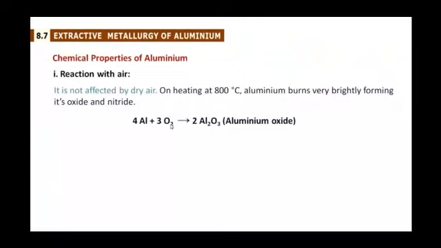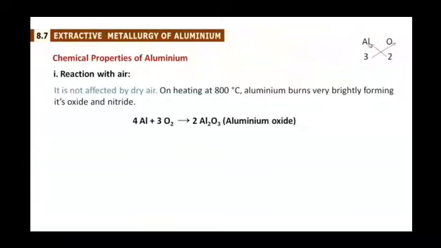Next, let's learn about the chemical properties of aluminium. Reaction with air. Aluminium will not react with dry air. But at 800 degrees, aluminium oxide will be formed. Aluminium, Al, plus air, O2, will give Al2O3.